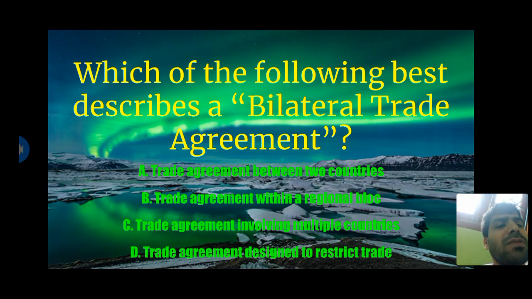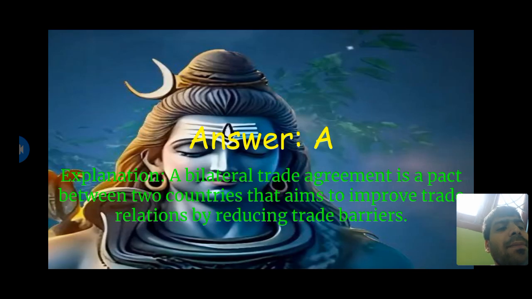Next question is, which of the following best describes a bilateral trade agreement? Option A, a trade agreement between two countries. Option B, a trade agreement within a regional bloc. Option C, a trade agreement involving multiple countries. Option D, a trade agreement designed to restrict trade. And the correct answer is option A, the trade agreement between two countries. A bilateral trade agreement is a pact between two countries that aims to improve trade relations by reducing trade barriers.